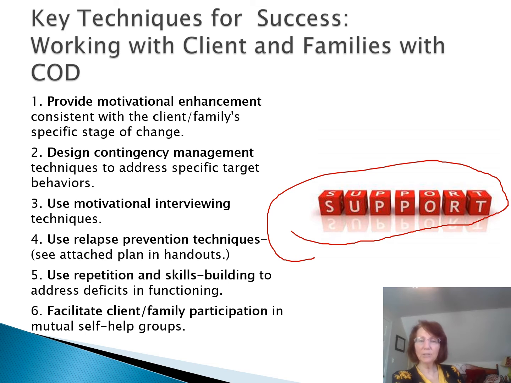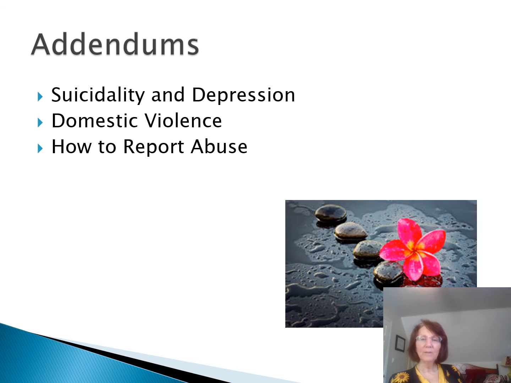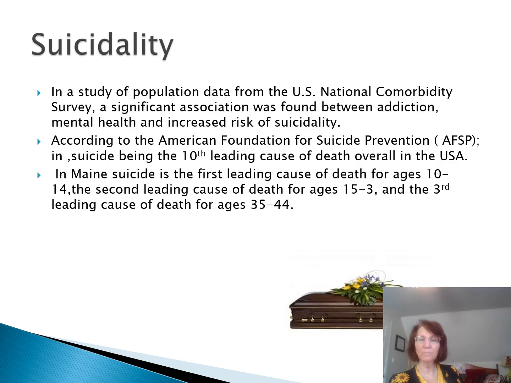There is an attached plan in your handouts. Use repetition and skills building to address deficits in functioning. Facilitate client and family participation in mutual self-help groups. So now we're going to go over the addendums: suicidality and depression, domestic violence, and how to report abuse.